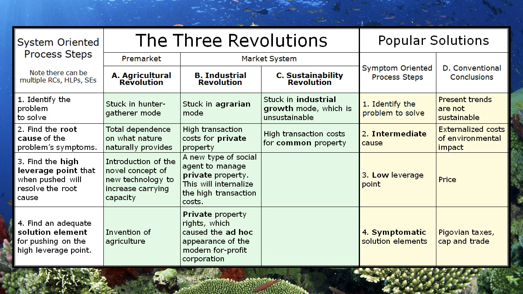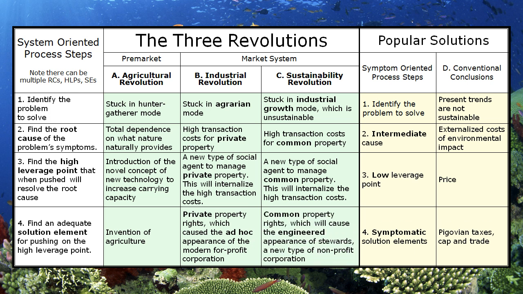The high leverage point for resolving the root cause is a new type of social agent for managing common property. We need a common property specialist, just like we have specialists to manage private property, corporations. We also need to encourage those specialists to appear. This can be done with common property rights. Common property rights are a solution element that uses a new type of corporation, stewards, to efficiently manage common property.